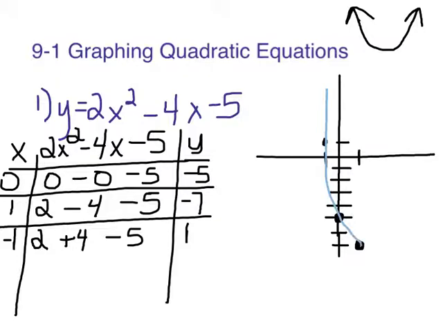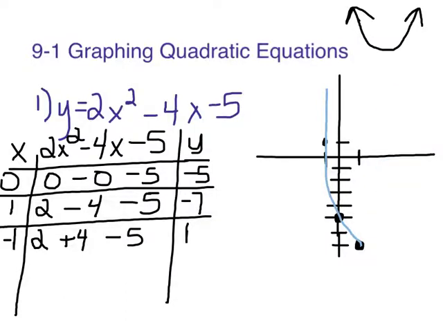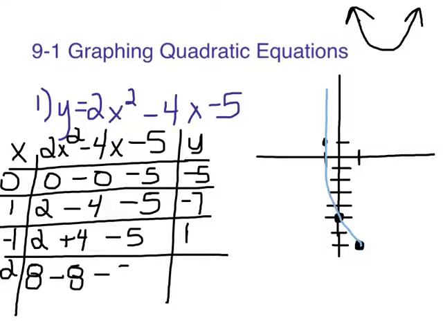We have to continue finding points to our right side over here so that we can see how our parabola shifts upward. So now let's plug in more positive values. If we plug in 2, we'll have 2 squared, which is 4 times 2. That'll give us an 8. Then we'll have negative 4 times 2, which will give us a negative 8. And then we'll also have minus 5. 8 minus 8 minus 5 gives us negative 5.